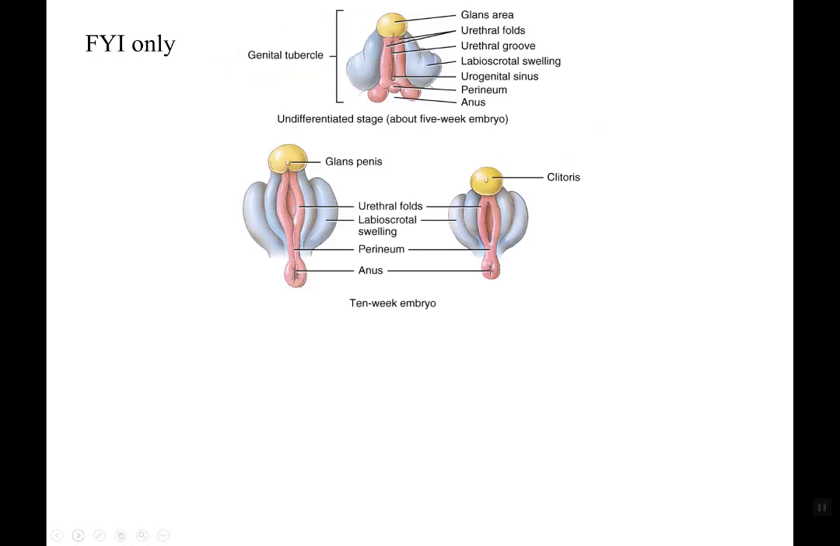So at about 5 weeks, everybody starts out with the same material. Between 5 and 10 weeks, depending on the presence of a Y chromosome or not, you get either the development of the glans area towards the glans penis, which is the end of the penis, or the glans area transforms into the glans of the clitoris, which is the corresponding structure. As you can see, there are both urethral and labioscrotal swellings and folds for both, and there is a perineum and the anus.